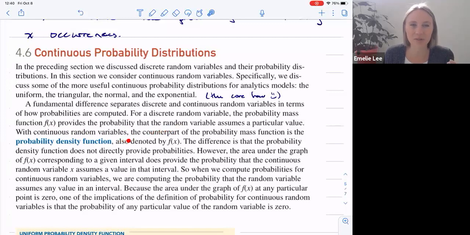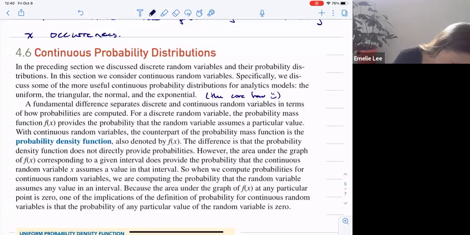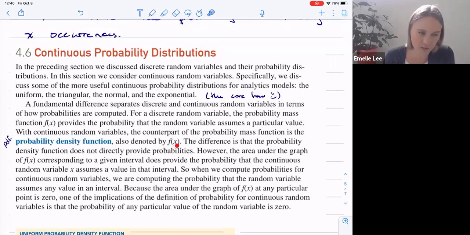With continuous random variables, the counterpart of that is called the probability density function, which for simplicity we're just going to denote by f of x as well. Usually we use different notation, but it is doing the same thing. Often I'll denote the probability density function as PDF. Confusing because we print to PDF, but context will help us out there.